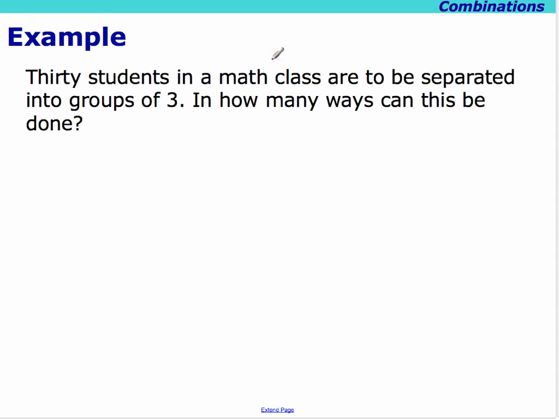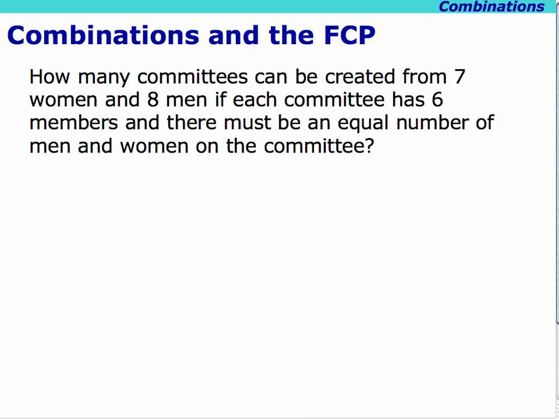Here's another example. How many ways could you group 30 students? So I have 30 total students, and I'm grouping them into threes. Notice the order doesn't matter. If I made one person president, a vice president, and a treasurer, then the order that I choose them makes a difference. That would be a permutation. But if order doesn't matter, 30 choose 3. And you can do that on your calculator.